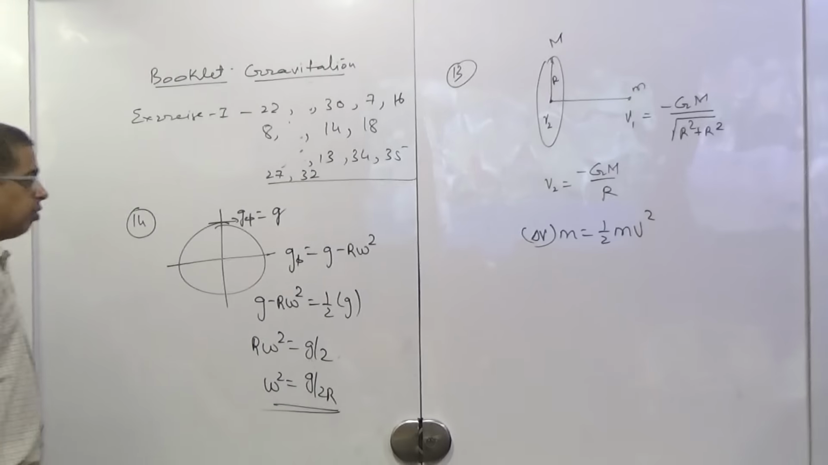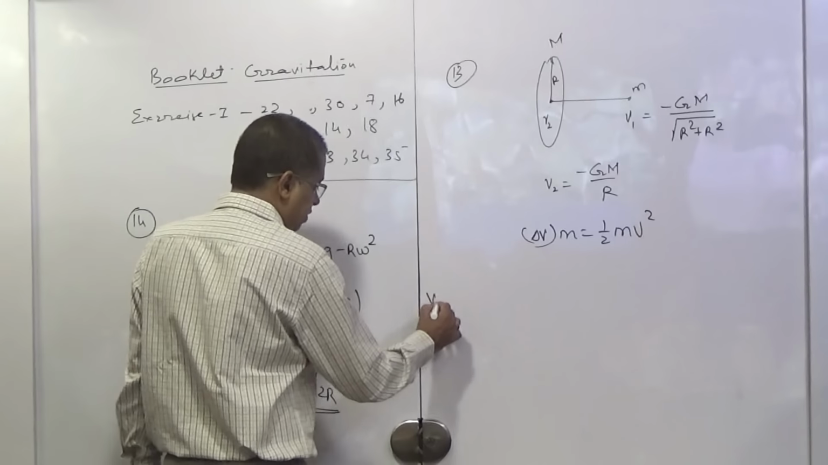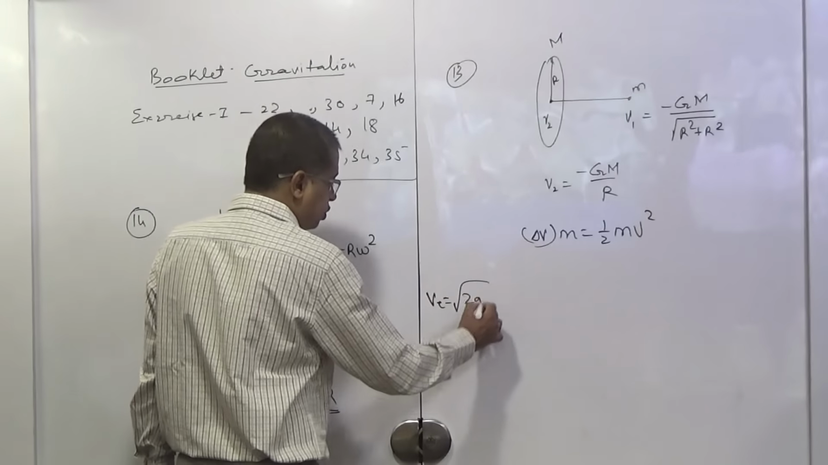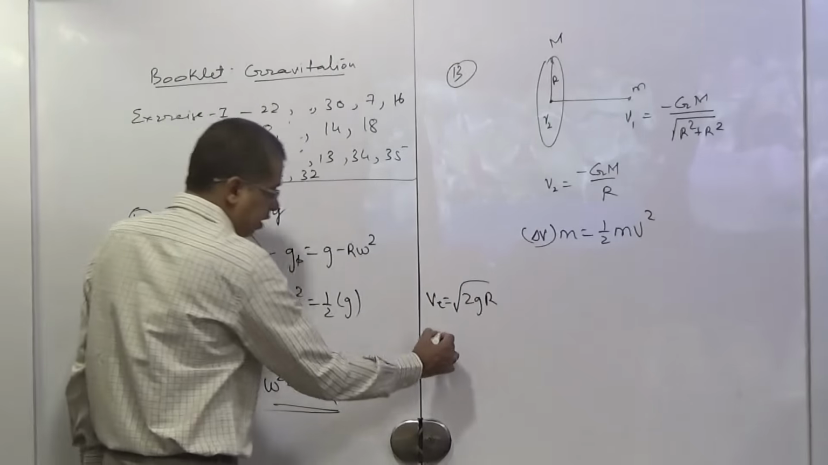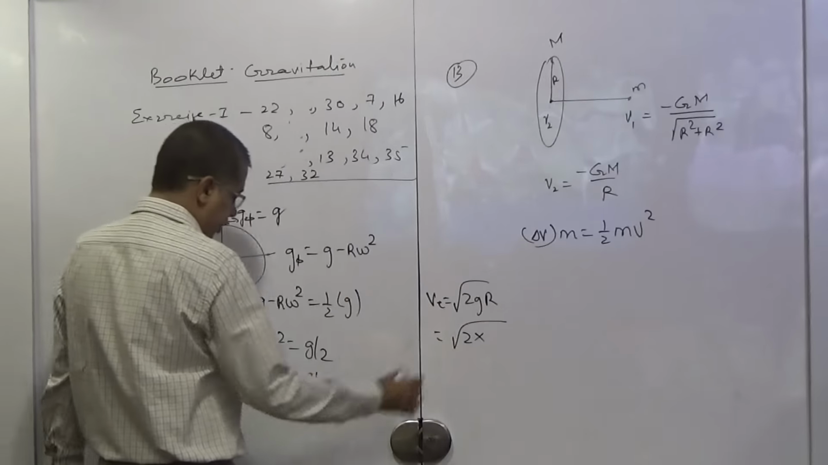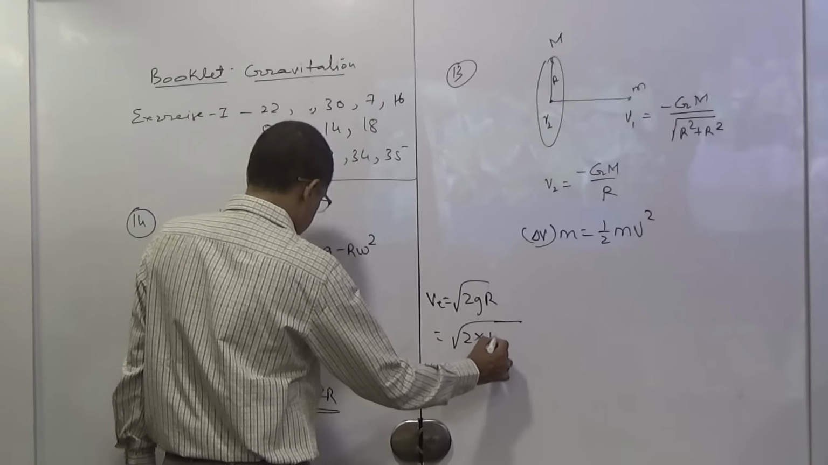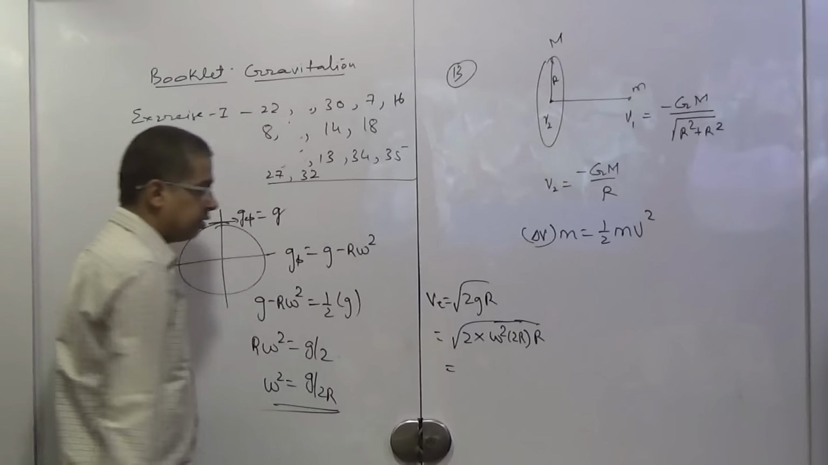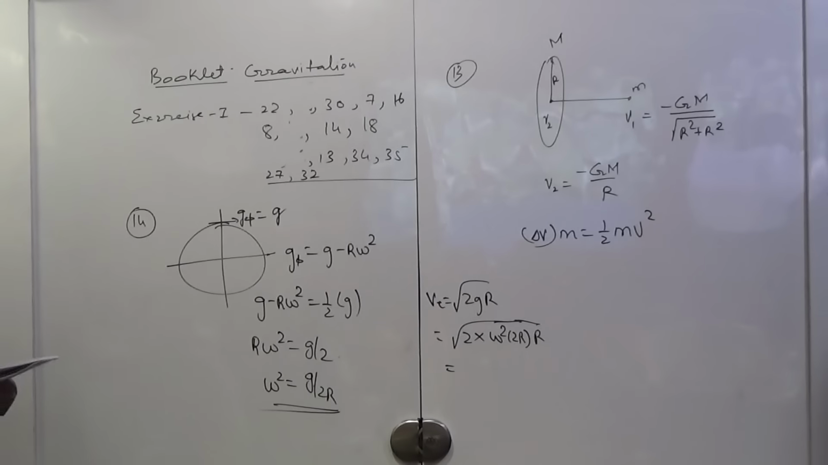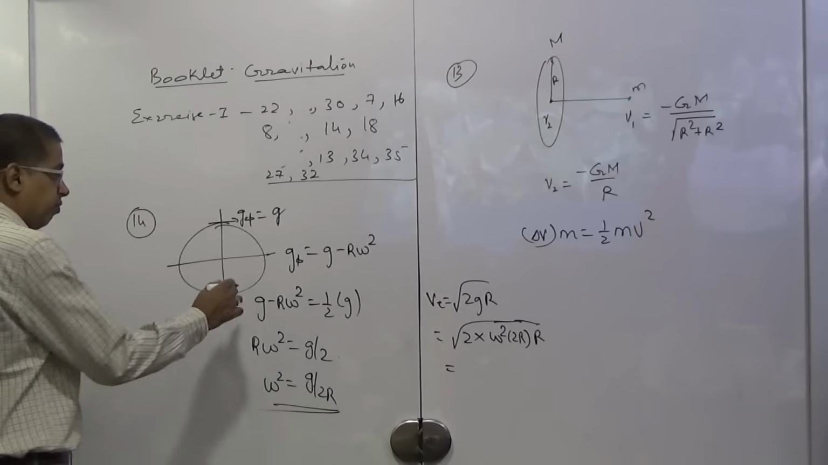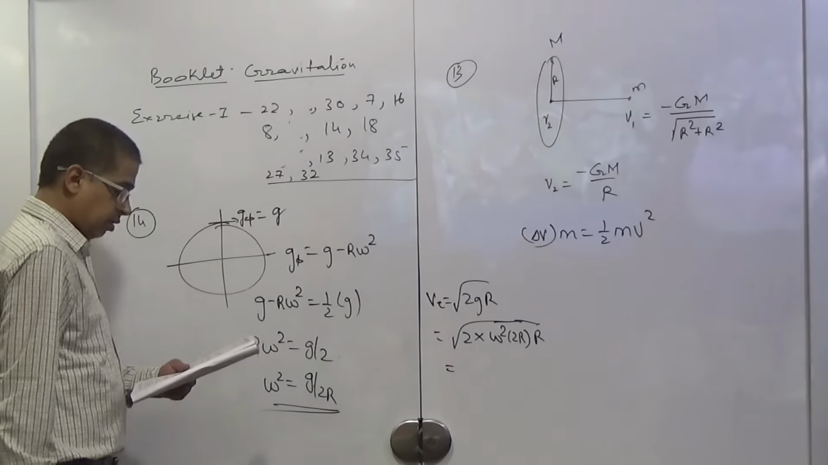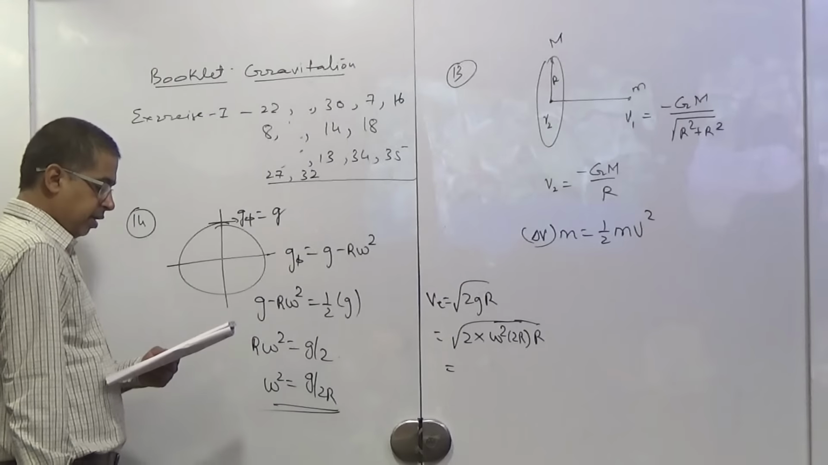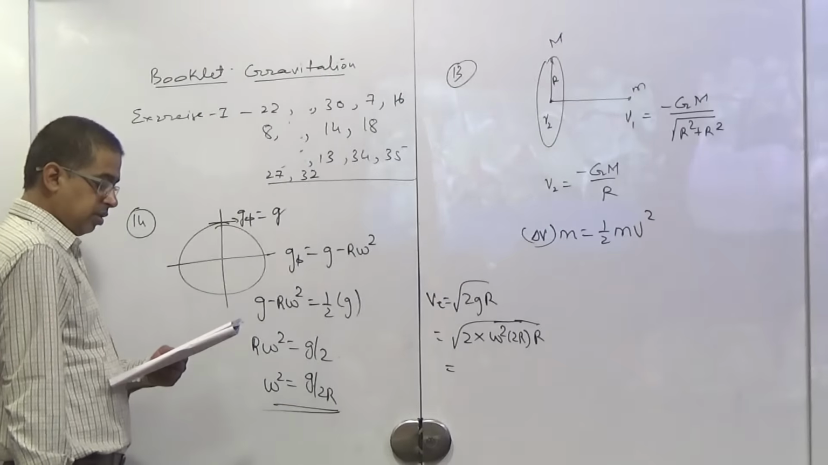Now he is asking you what is the escape velocity. Escape velocity is under root 2gr. Substitute this value of g here. 2 into g will be omega square into 2r into r. That will be the value of escape velocity of the planet.